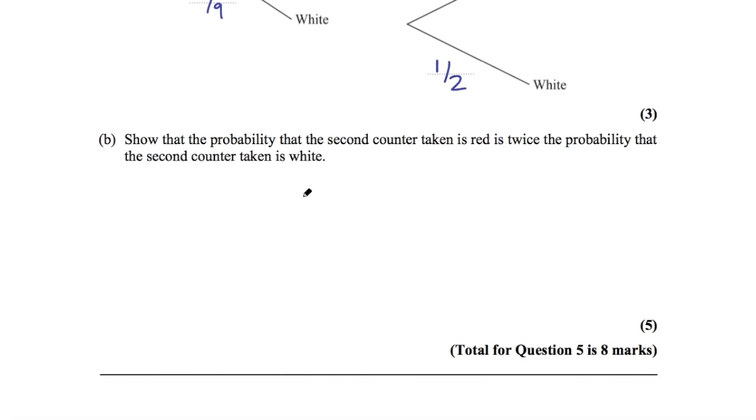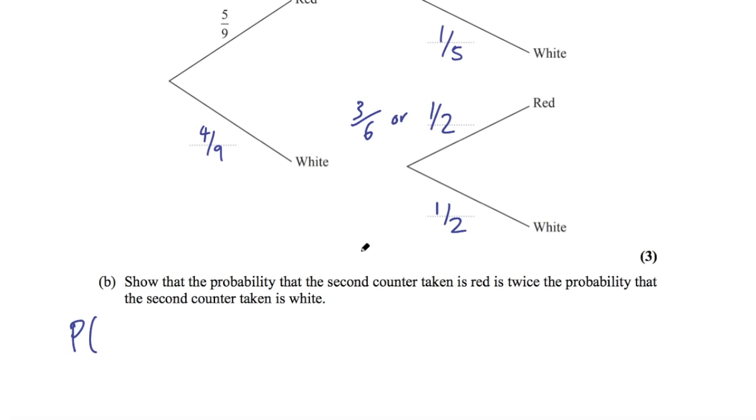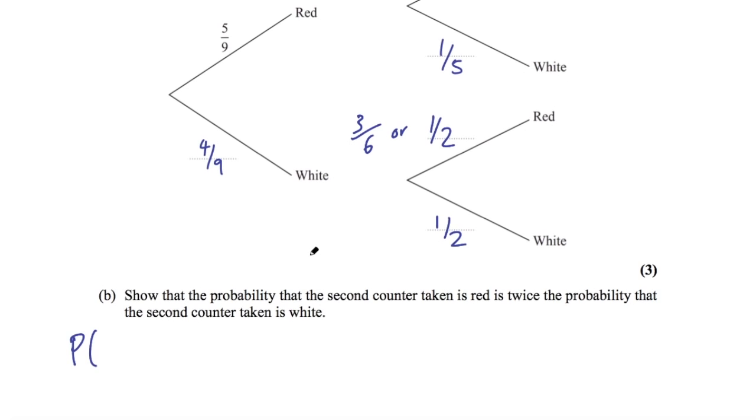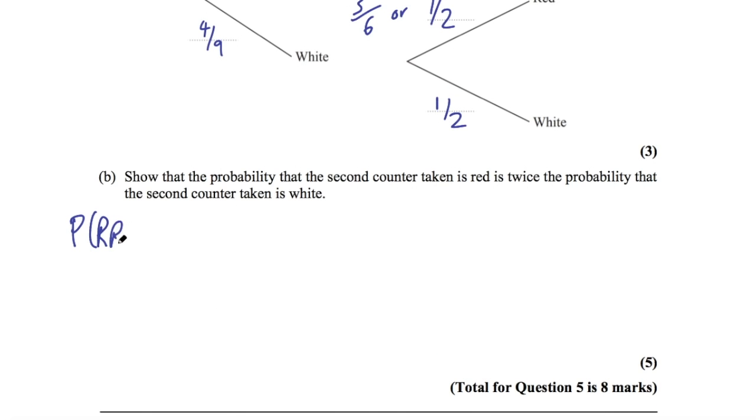Okay, part B says show that the probability that the second counter taken is red is twice the probability that the second counter taken is white. Okay, so we want the probability, and I'm going to use notation here where P is representing probability, and we want the probability of, now what are the different ways of getting a red on the second pick? So we could pick a red and then a red, or a white and then a red. So we could have red, then red, or white, then red. They're the two ways of getting a red on the second pick.